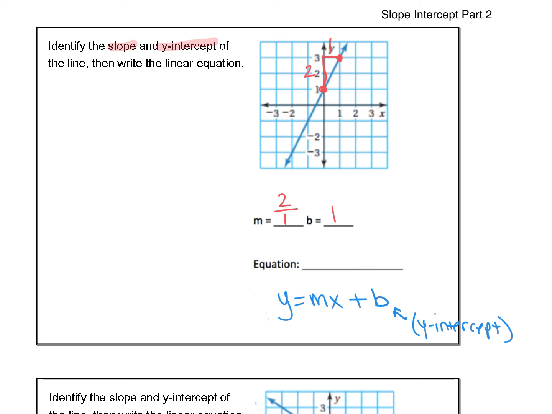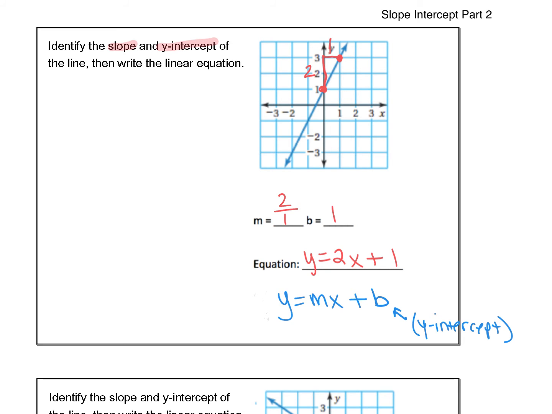So now I can make my equation. Y equals, and now instead of m, I'm plugging in my slope. 2x plus b, which is 1. Now you may be wondering, if my slope is 2/1, why did I put 2? Well, these are the same thing. Any whole number over 1 is the same thing as that whole number. So it wouldn't be incorrect to write 2/1x, but what you're more likely to see is just the single number. If it's over 1, just put the whole number.